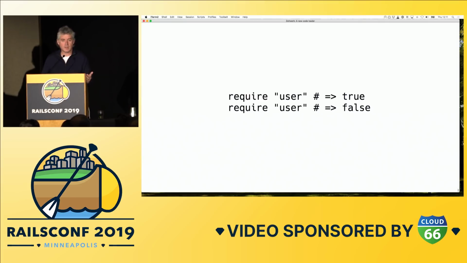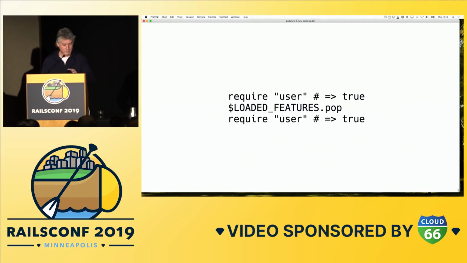It knows because there's a global collection called loaded features that remembers everything. So require goes to that collection and says, do I have this user thing? If it's present, then it does nothing and returns false. If it is not present, then it goes and requires the file and stores the file name in this loaded features collection. So the collection is mutable, and we just remove the string from the collection and done. So it's this level of hackiness. It's not crazy, all right?